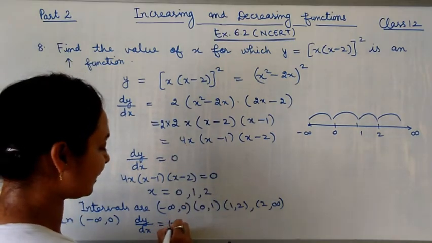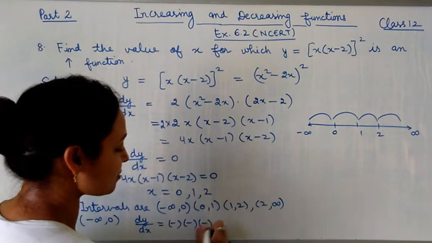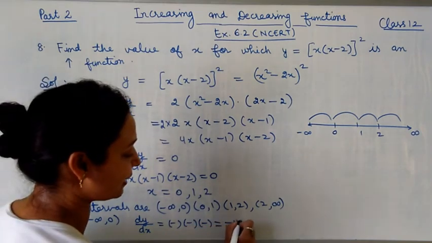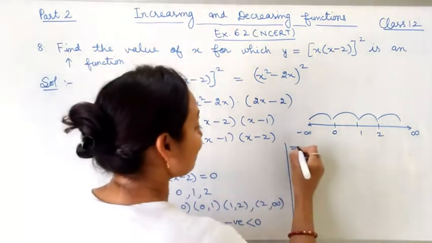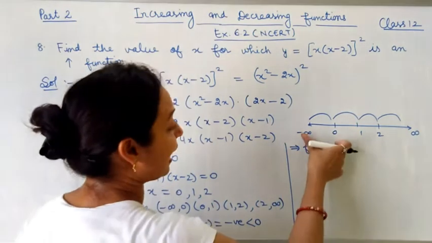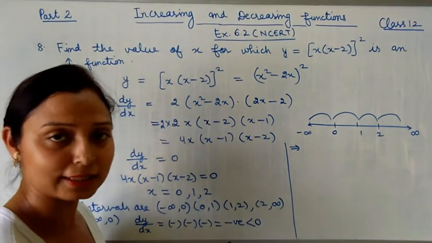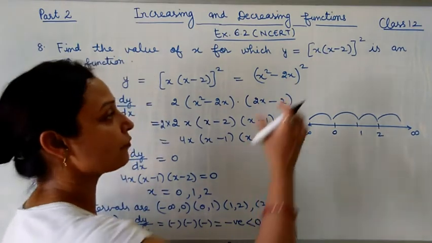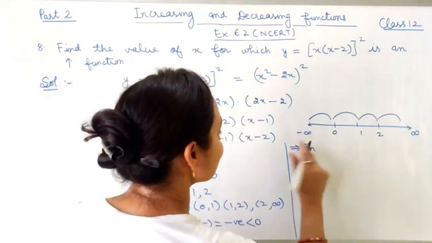The first factor is negative, the second is also negative and the third is also negative. Minus, minus, plus, plus, minus, minus: negative, less than 0. That means f is decreasing. I will first check every interval, then at last I will combine the values and tell the values of x at which the function is increasing.